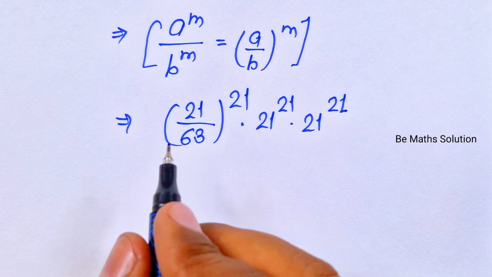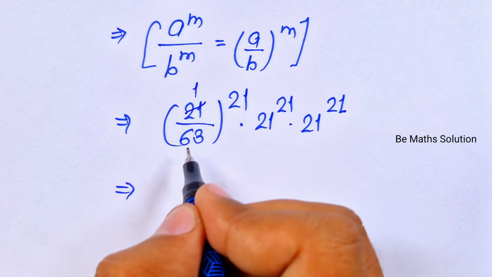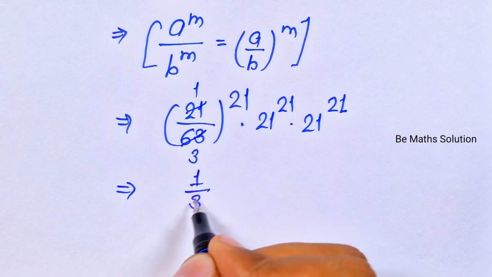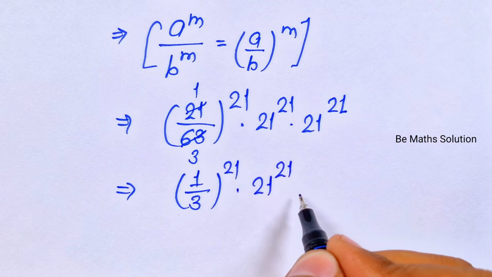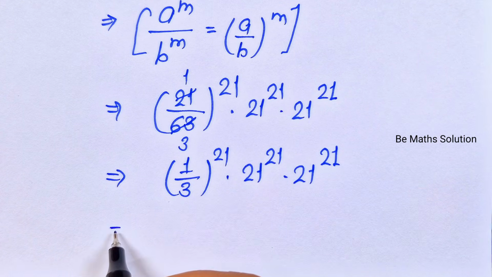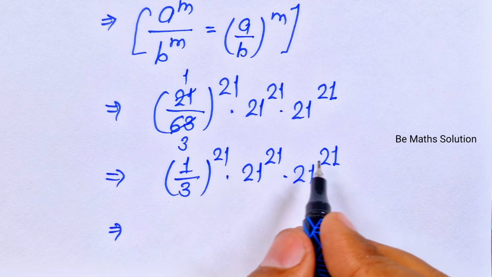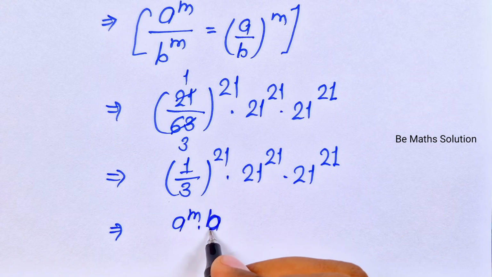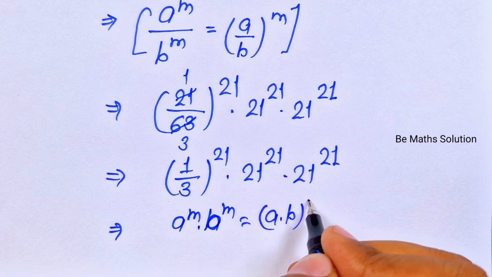Then here, to simplify this, 21 and 63 reduce to 1 over 3 whole power 21 into 21 to the power 21 into 21 to the power 21. Then here is the multiplication of exponents with different bases and the same power. As we know, a to the power m into b to the power m is equal to a into b whole power m.